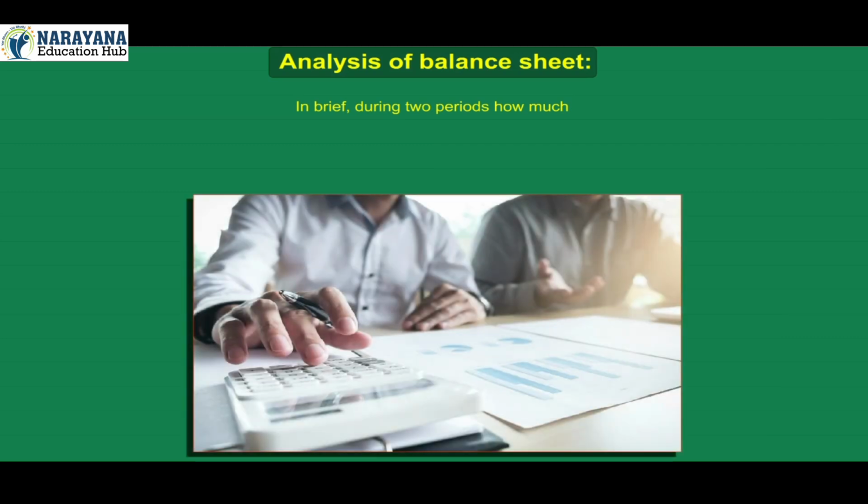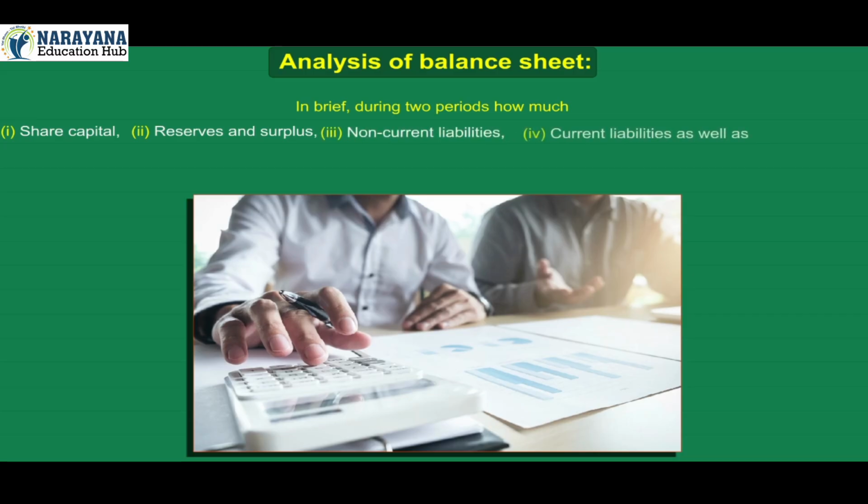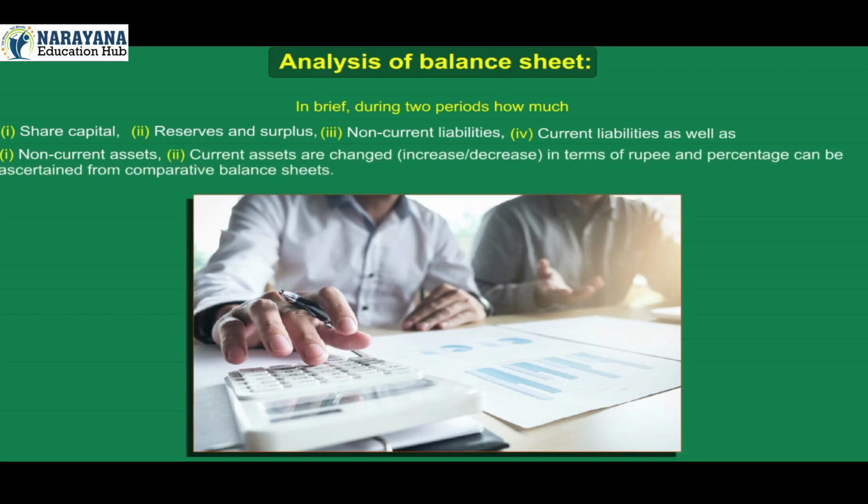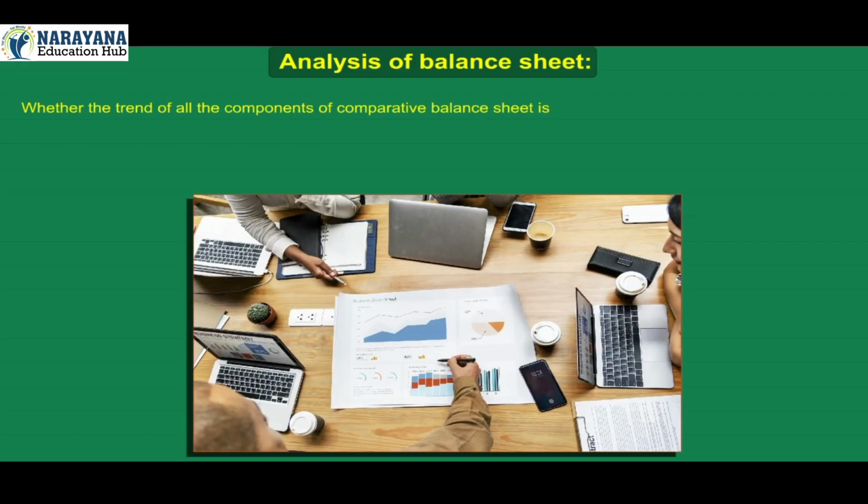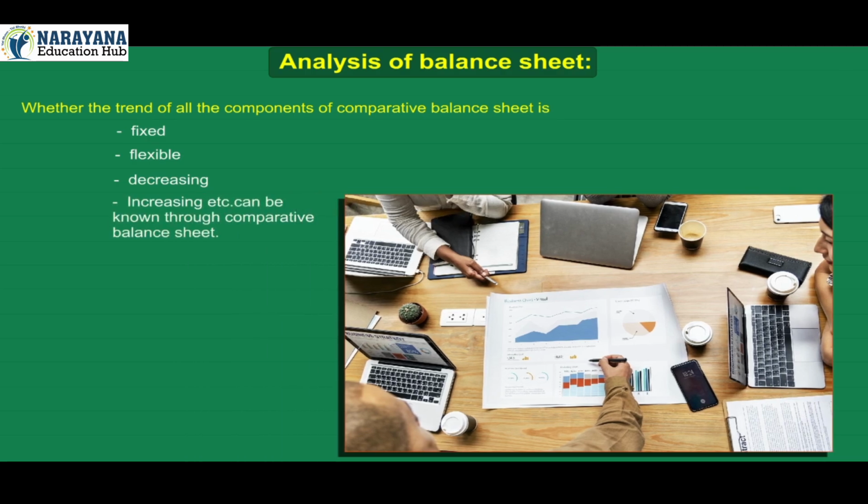In brief, during two periods, how much the share capital, reserves and surplus, non-current liabilities, current liabilities, as well as non-current assets and current assets have changed, that is, the increase or decrease in terms of rupees and percentage, can be ascertained from comparative balance sheets. Whether the trend of all the components is fixed, flexible, decreasing, increasing, etc., can also be known through the comparative balance sheet.